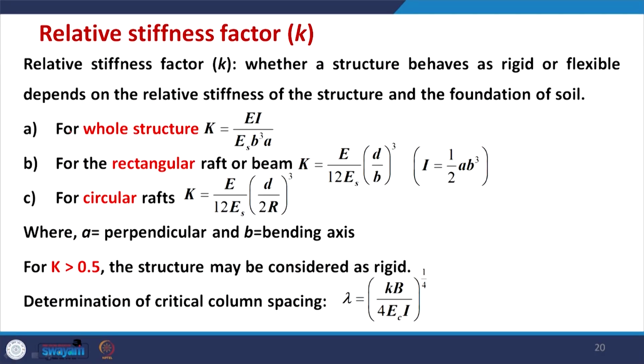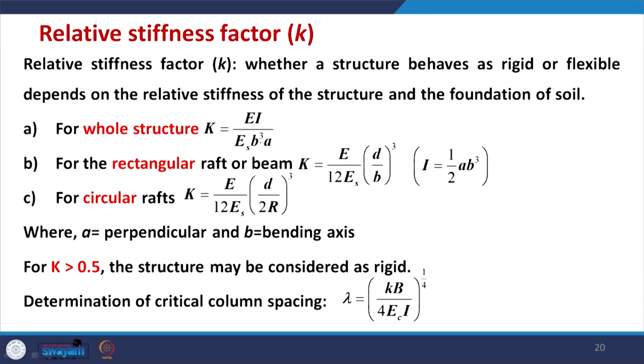If EI is known from this equation, then you can get the relative stiffness factor K. Whether a structure behaves as rigid or flexible depends on the relative stiffness of the structure and the foundation soil. So, what is K? K defines the relation between the superstructure and your foundation. For the whole structure, K is the ratio of EI versus ES B cubed into A. EI is the relative rigidity we already got in the last slide, and ES is the Young's modulus of soil, which we also found using Appendix A of the code.